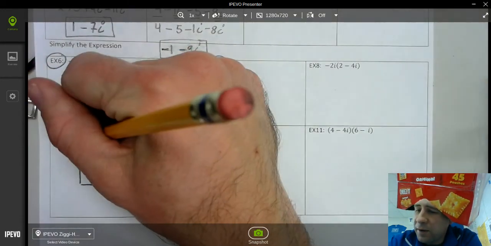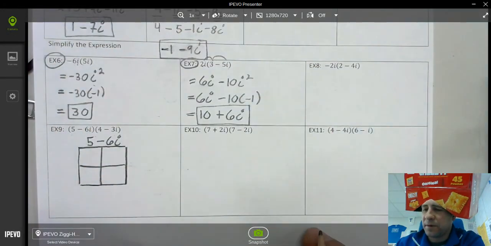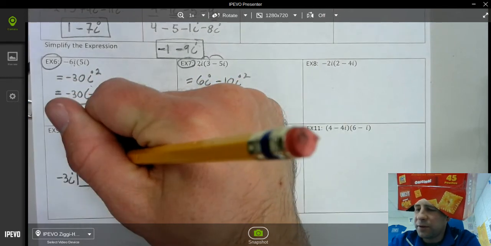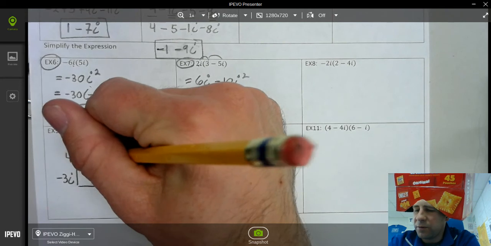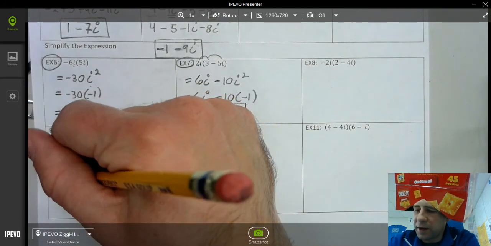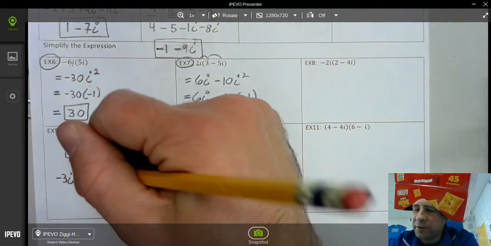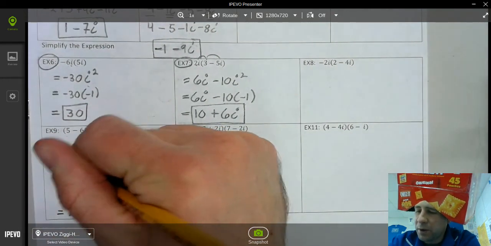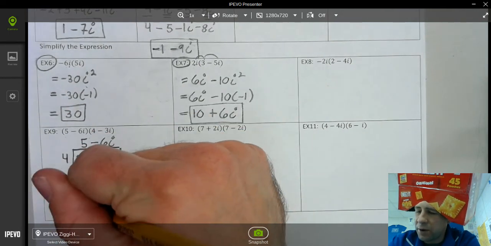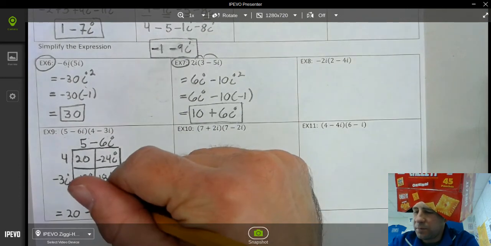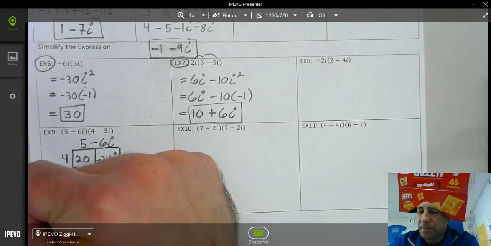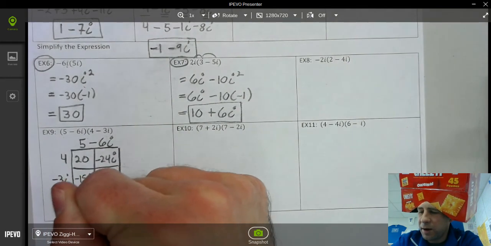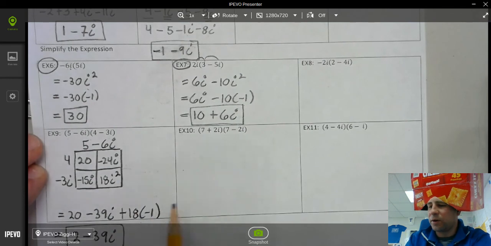All right, so 5 minus 6i, 4 minus 3i. So 4 times 5 is 20. 4 times negative 6i is negative 24i. Negative 3i times 5 is negative 15i. Negative 3 times negative 6 is a positive 18. i times i is i squared. So we get 20. We combine here. So negative 15i and negative 24i is negative 39i. Plus 18i squared, but i squared is negative 1. So that's 20 minus 18, which is 2, minus 39i. All right, and then you can work example 10 and 11 on your own.